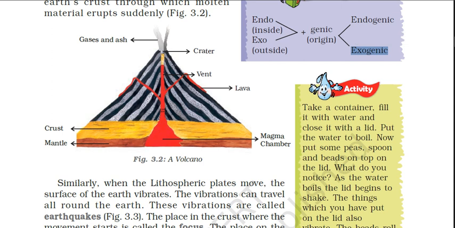Here is the diagram: gases, ash, crater, this is the vent, this is lava, this is the crust, the upper layer of the earth, and this is the mantle. And this is the magma chamber, within the mountain, from where the lava comes out.